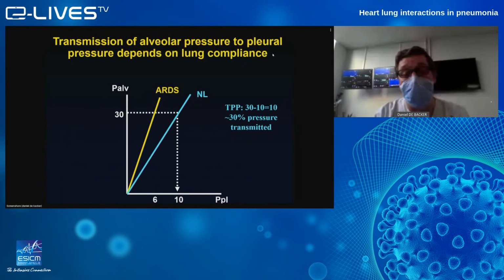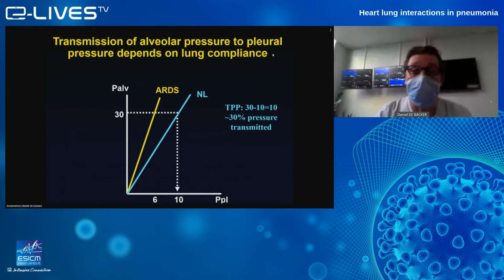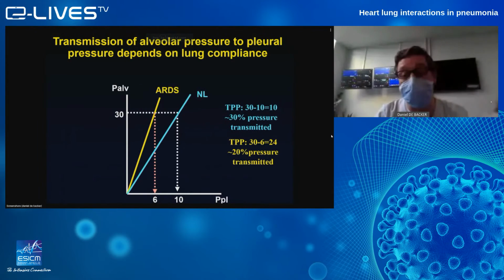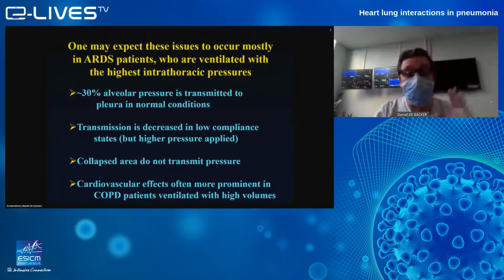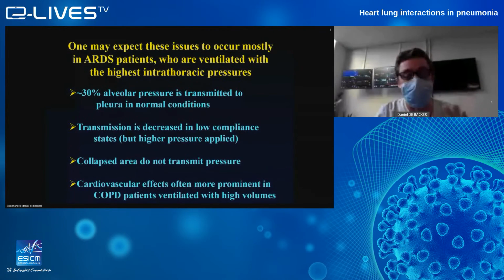In normal conditions, about 1/3 of the pressure is transmitted to the pleura. However, in RDS, it can be much lower, and sometimes 20 or even lower than 20% can be transmitted to the pleura. So the transmission is really decreased usually in low compliance states, even though higher pressure is applied. And also we need to realize that collapsed areas do not transmit pressure.